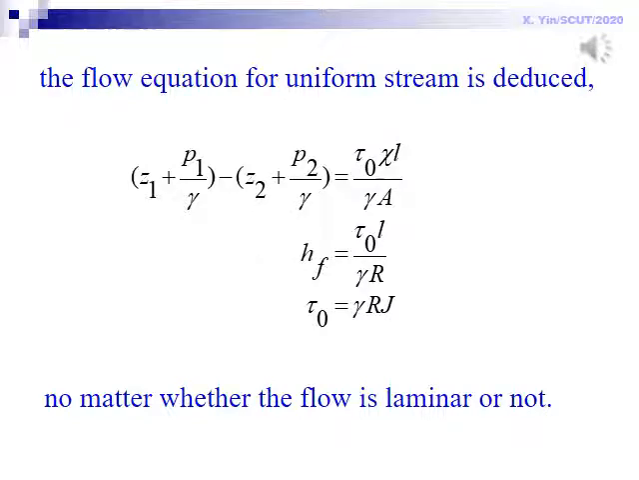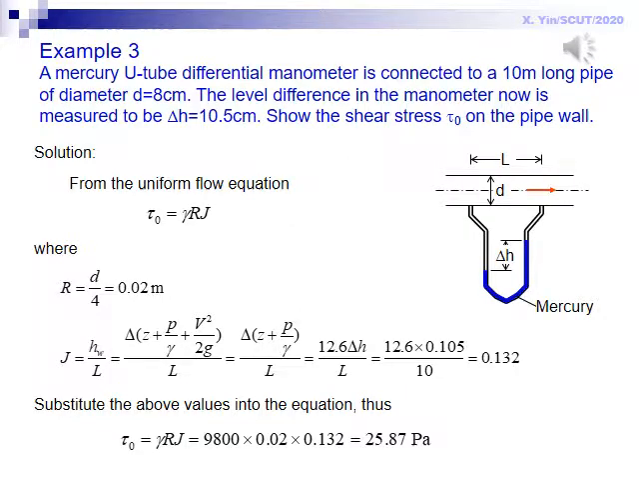Why is it wall shear rather than internal shear? It's because, first, the boundary wall is the direct factor to resist the current, and second, internal shear is somehow related to it. Look at example 3.